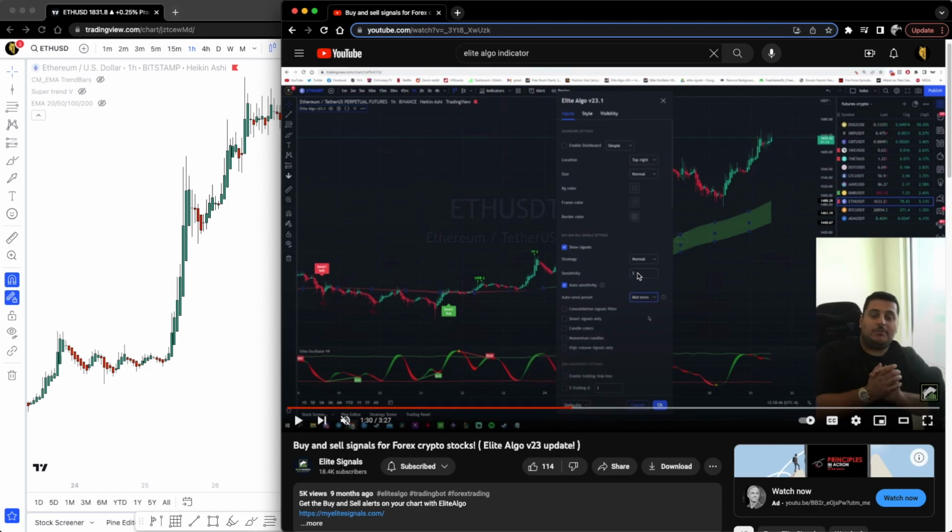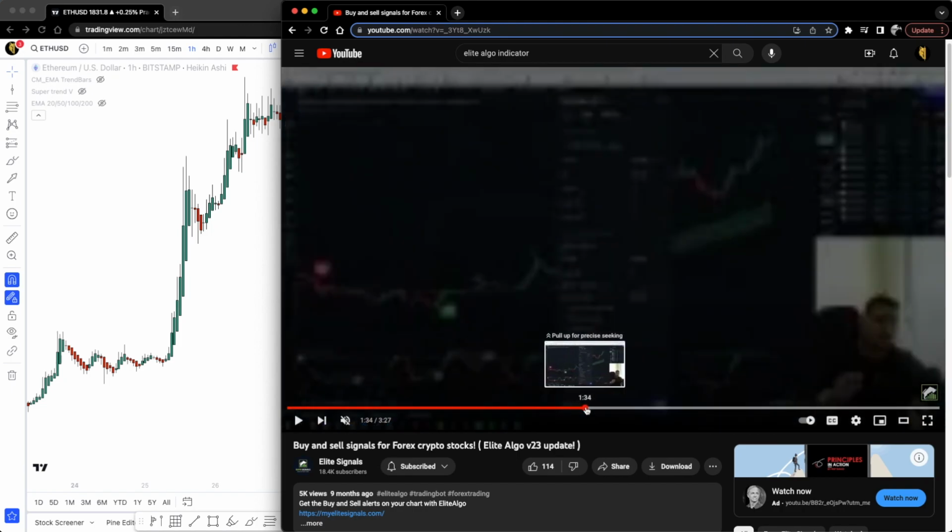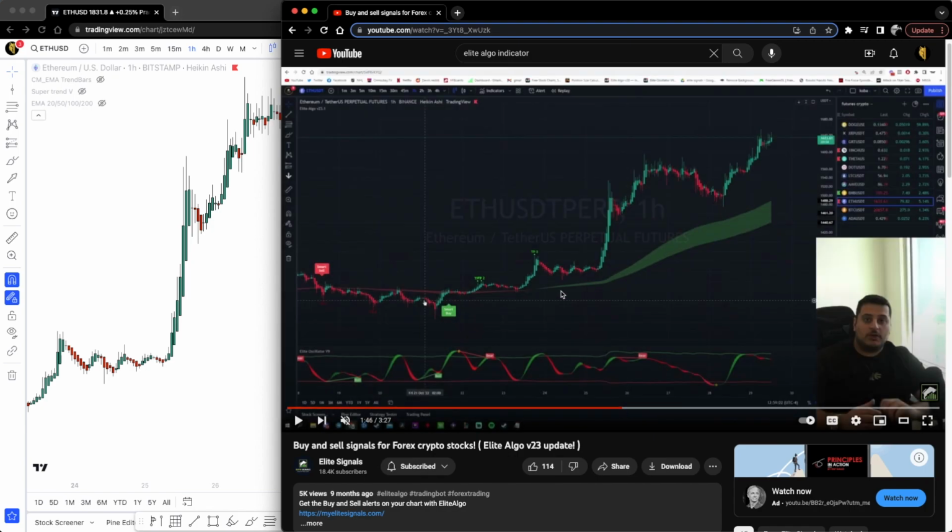So you see that just by changing a couple of settings right there, he's of course explaining in there that it will give you more or less signals depending on what you're looking for. If you're a scalper, if you want to swing trade, right? This line right there, I happen to find out, is a 200 EMA. It's a 200 EMA.